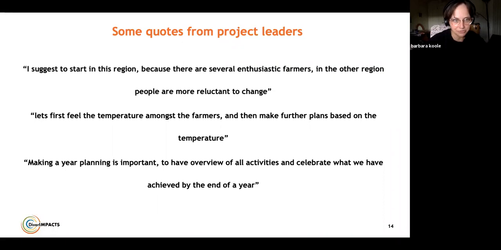These are three quotes. The first one is, I suggest to start in this region because there are already several enthusiastic farmers. In the other region, people are more reluctant to change. The second one, let's first feel the temperature amongst the farmers and then make further plans based on the temperature. And the third one, making a year planning is important to have overviews of all activities and celebrate what we have achieved by the end of the year. These are all quotes from my conversations with project leaders while discussing strategies and ways to go about organizing the workshops that were coming up.